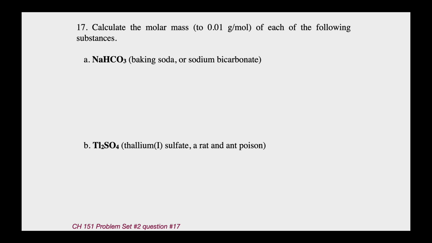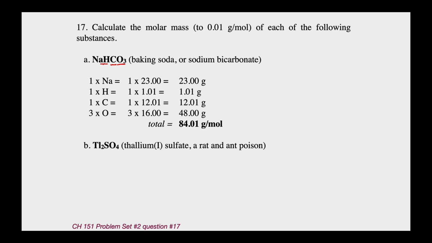You're going to add that number to a hydrogen, which is about 1.01, and a carbon, which is about 12.01, and 3 oxygens, and each oxygen is about 16. So sodium plus hydrogen plus carbon plus 3 oxygens. Here's what I did when I figured it out.